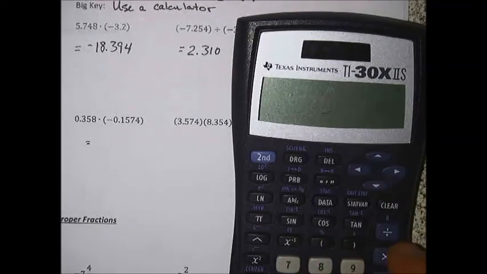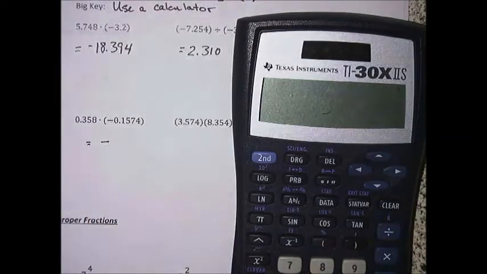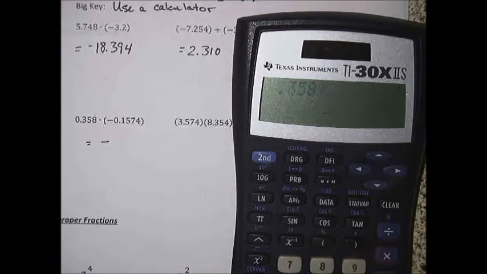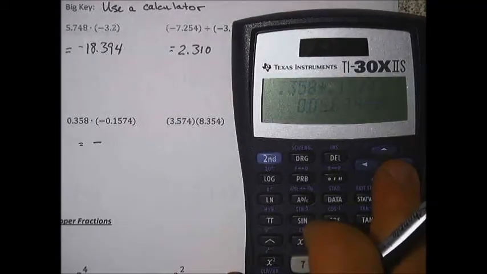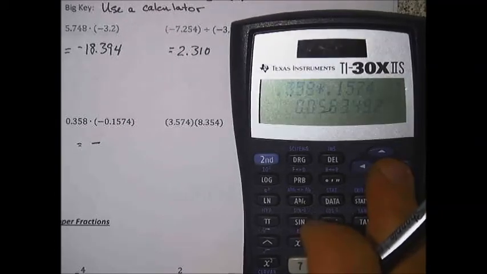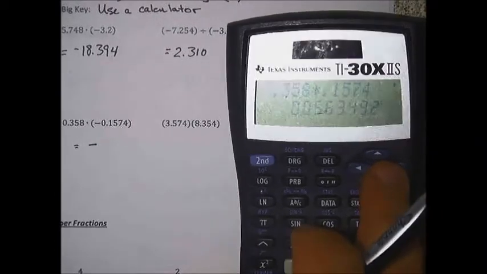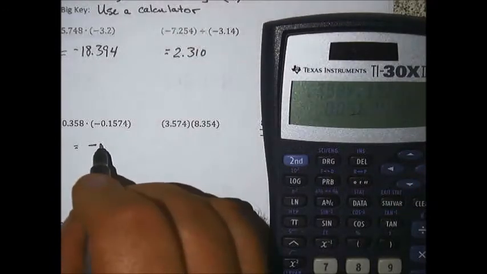Back to multiplication. I'm going to show you what it saves when you don't have to put the negative sign in there. Because I know my answer is going to be negative, I can write that right now. But all I have to do is 0.358 times 0.1574. Okay. The calculator didn't tell me negative because I never told it that there was a negative. But I have 0.0563. That's a 3. That 3 tells me to keep the digit before it the same.